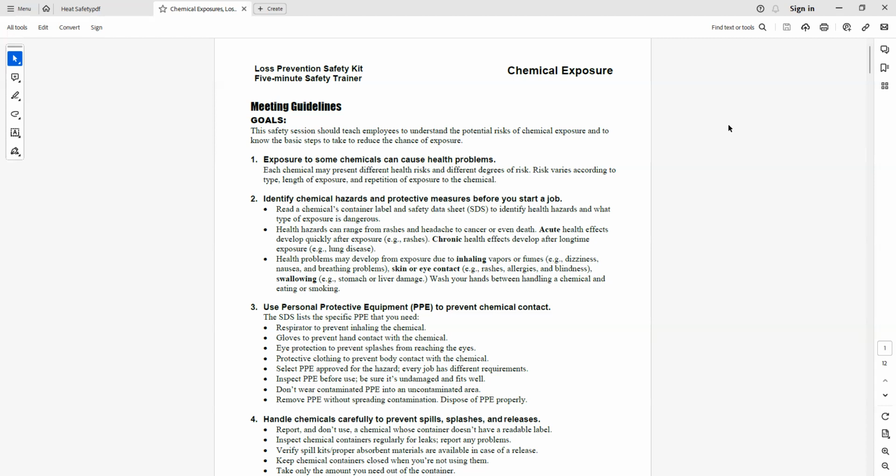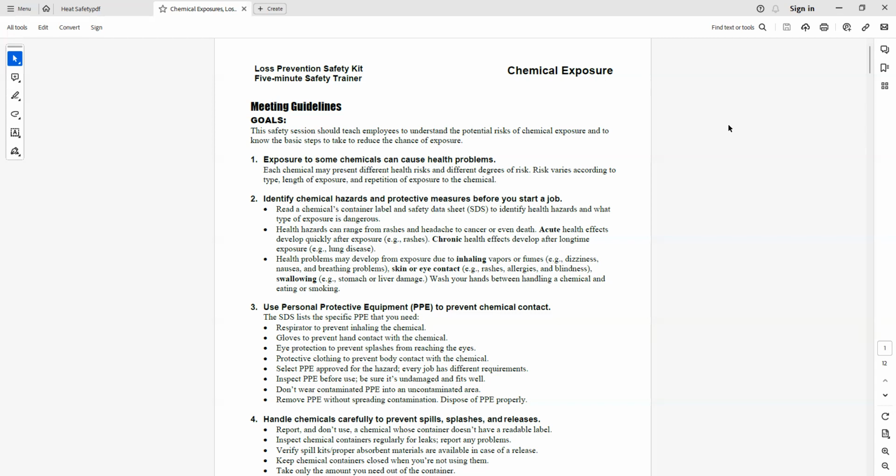Number 3, use personal protective equipment, PPE, to prevent chemical contact. The SDS lists the specific PPE that you need. Respirator to prevent inhaling the chemical, gloves to prevent hand contact with the chemical, eye protection to prevent splashes from reaching the eyes, protective clothing to prevent body contact with the chemical. Select PPE approved for the hazard.